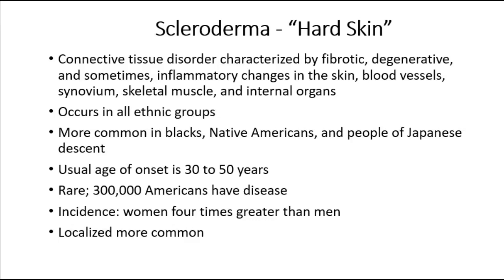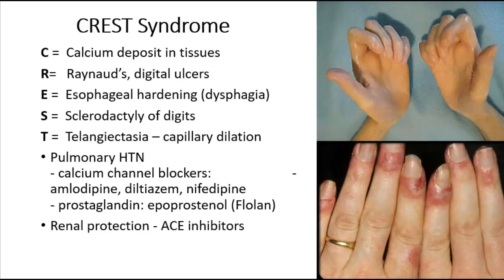So what you need to know about scleroderma really does revolve around the CREST syndrome. CREST stands for calcinosis, so C for calcium deposits in the tissue, R for Raynaud's, E for esophageal dysfunction, S for sclerodactyly, and that's where the fingers may stay in a sort of semi-flexed position, and T for telangiectasia, and that is that redness, that capillary dilation you see there.